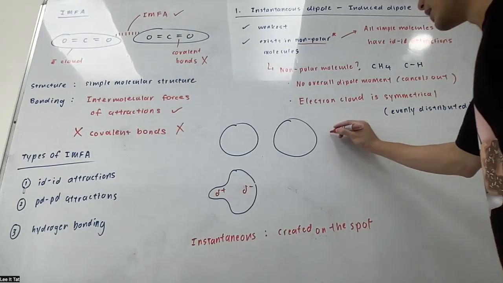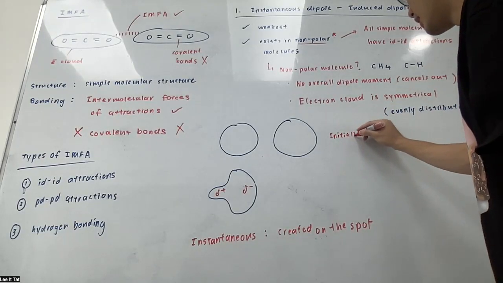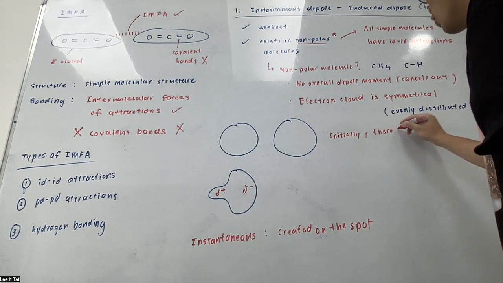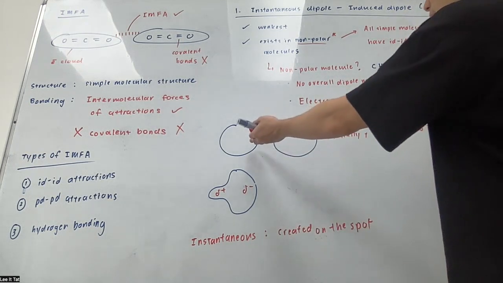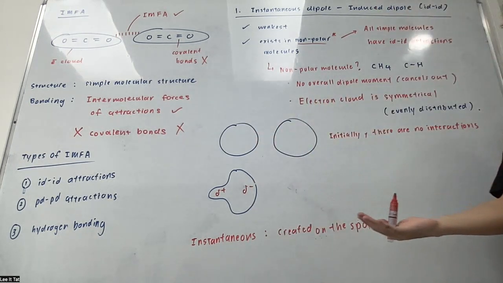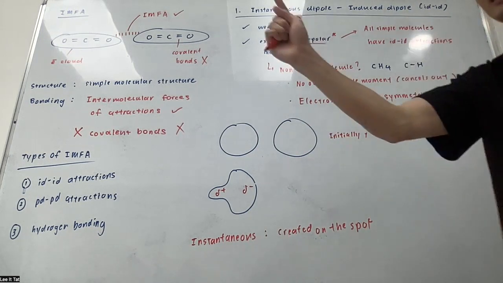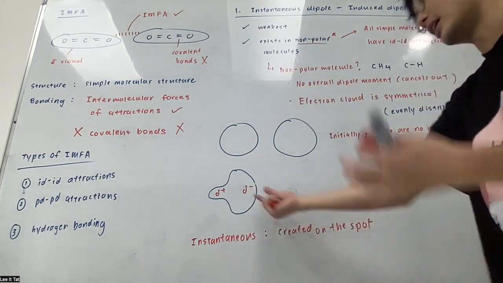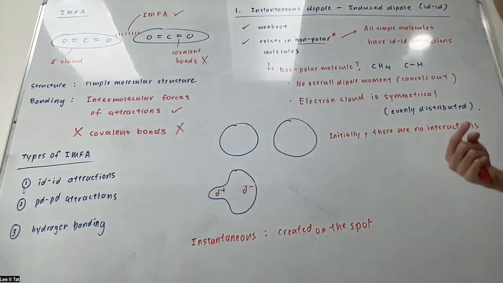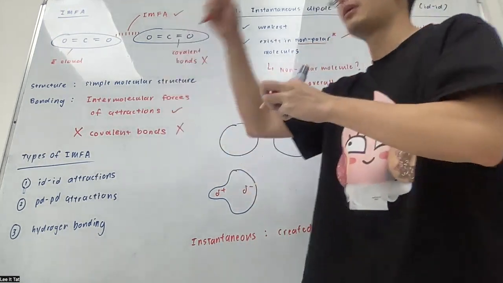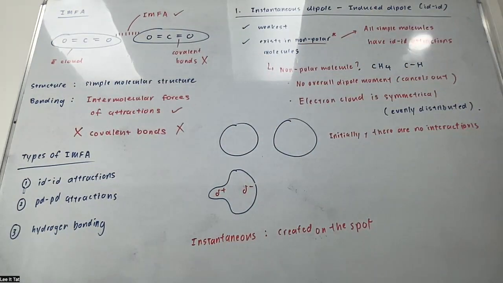So I mentioned again, initially, there are no interactions, because you have no charges, right? If you have no charges, what interactions can you form? Nothing. But one second later, it suddenly formed a dipole on the spot, instantaneous, created in like one second. Does that make sense? So you really need to know what instantaneous means. The whole of my JC life, I didn't even know what that means, until they tested me in A levels, and this was the exact question. Half of our batch didn't know how to answer this. That's why they're teaching this right now.